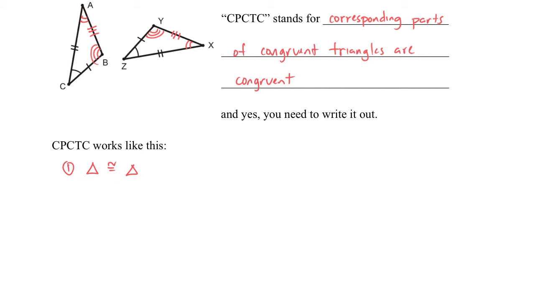But now we're going to go an additional step. Now we're going to say corresponding parts of congruent triangles are congruent, and your conclusion is going to be congruent angles or congruent sides. So maybe you're going to say that an angle is congruent to an angle, or maybe you're going to say that a side is congruent to a side, whatever the case may be.